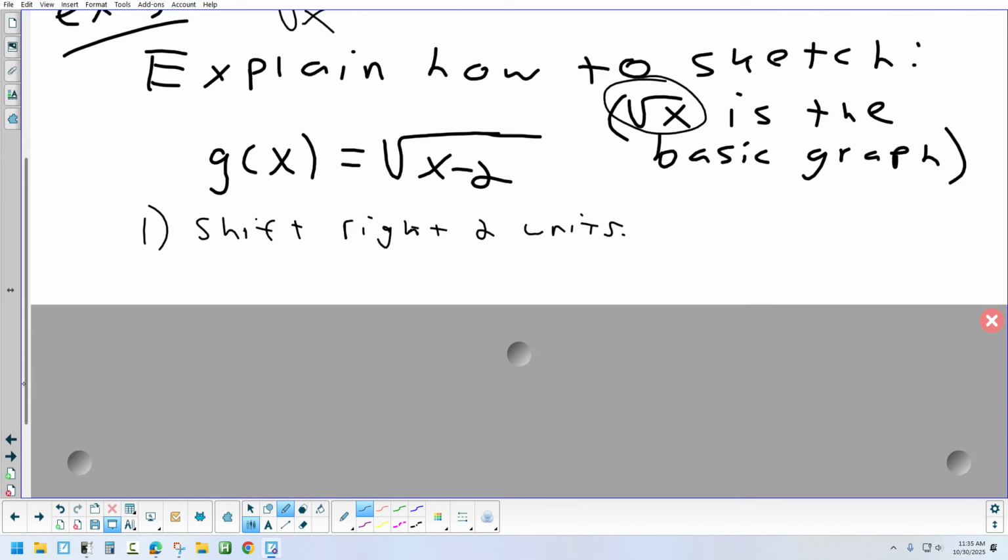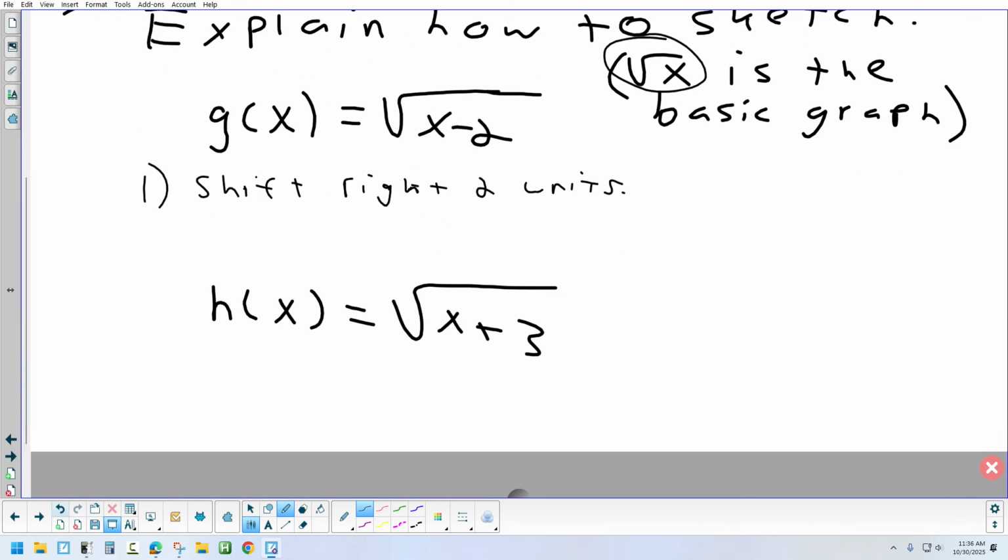Yep. How about this one? How would we get h of x, starting with the parent function?